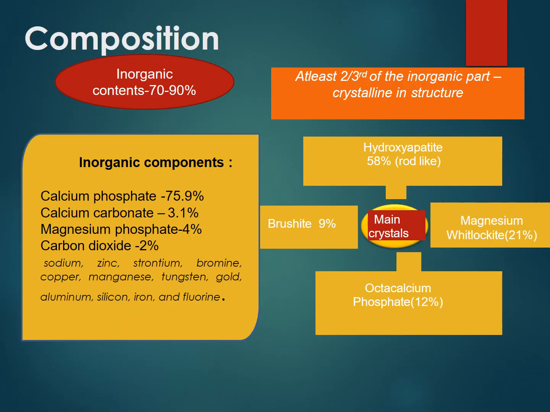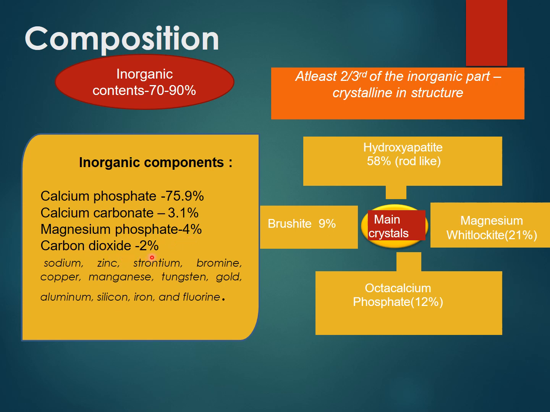So coming to the composition of dental calculus, there are inorganic components and organic components. 70 to 90 percent of dental calculus is inorganic, and these inorganic components are calcium phosphate, calcium carbonate, magnesium phosphate, and carbon dioxide. These are the main elements, and trace elements of sodium, zinc, strontium, bromine, copper, manganese, etc. can be seen. The main components are calcium phosphate, 75.9 percent, calcium carbonate 3.1 percent, magnesium phosphate 4 percent, and carbon dioxide 2 percent.